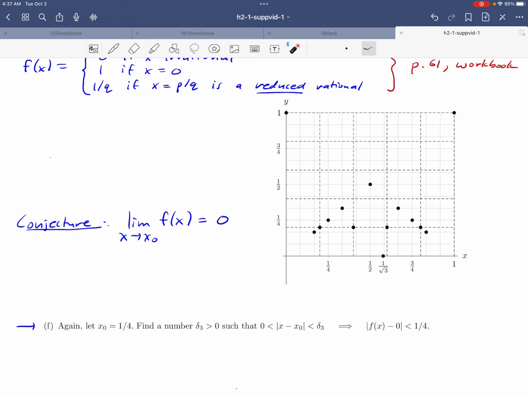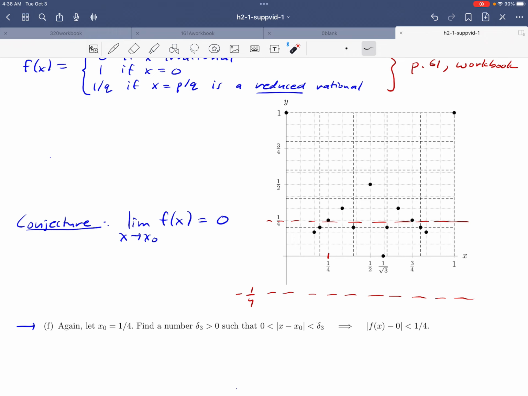All right, well, let's start with the statement that we want, that |f of x minus 0| is less than 1/4. That creates an epsilon zone that we can actually draw into our picture. So we'd like to be between 1/4 and negative 1/4. That's where we want all of our output values to lie. And this 1/4 is our starting point. We'd like to draw a neighborhood around that 1/4 so that all the x values in our neighborhood lie within this epsilon zone that we have here.